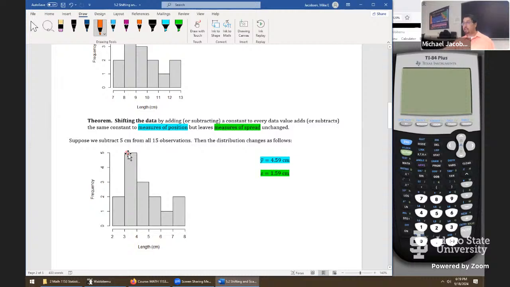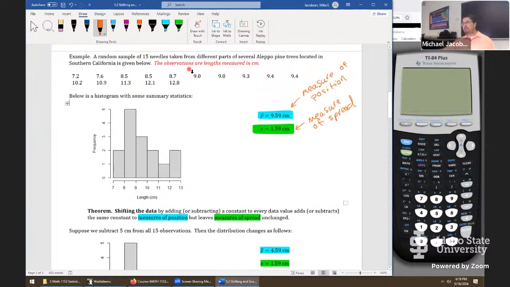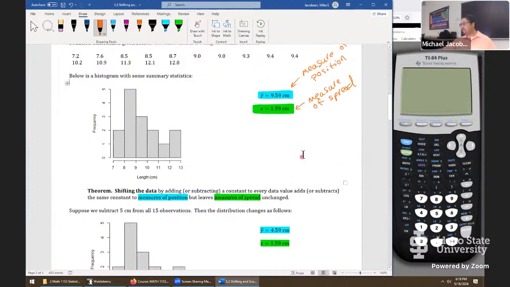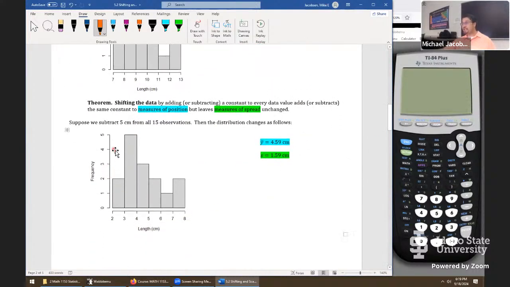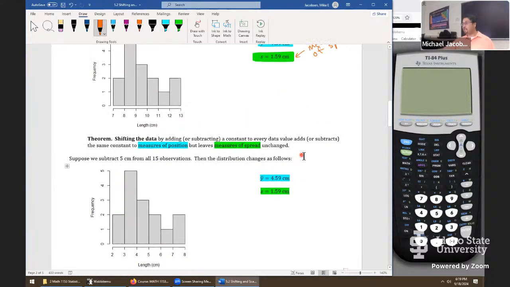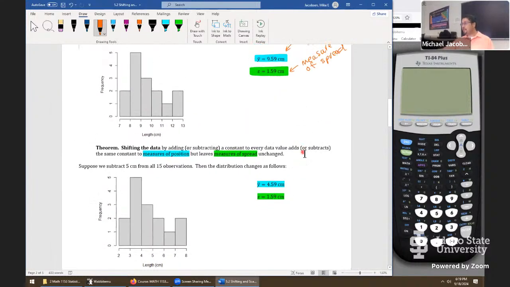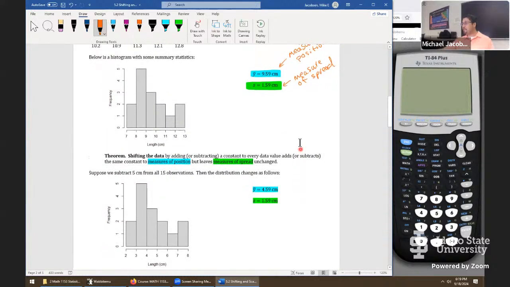Then I just went into a calculator. I didn't actually subtract all 5 on the notes, but you could if you really wanted to import it into the calculator to double check. I felt that'd be way too tedious for class. So I just went into the calculator, calculated the sample mean and sample standard deviation for these data. Here are the results. And notice what's happened.